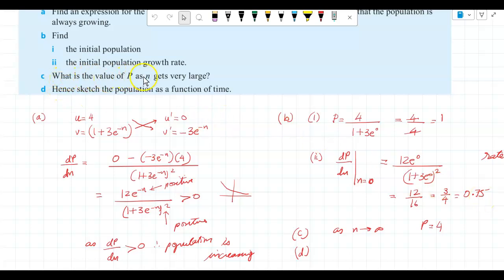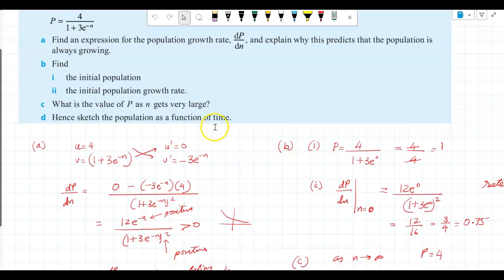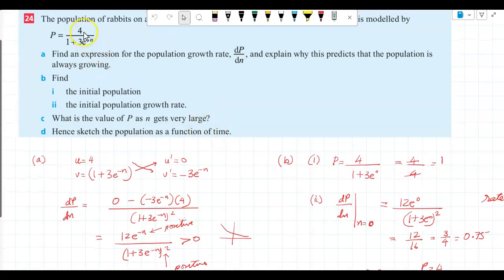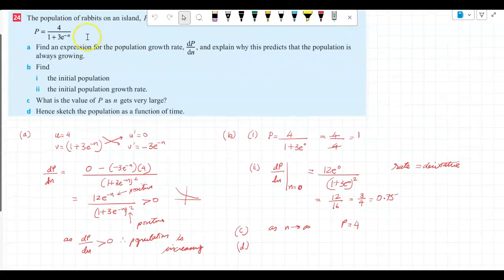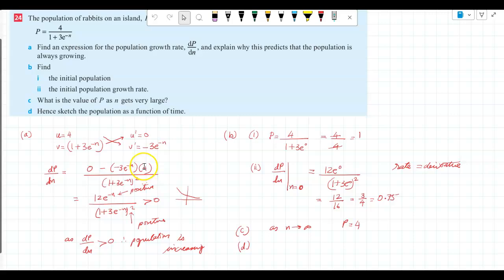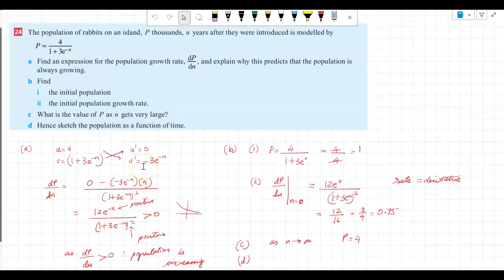What is the value of P as your n goes to infinity? The limit that it approaches. Correct. It will approach 4. You remember that's the limiting population. This is the logistic growth model. Yes. Correct? And then sketch it. So to use your calculator, just sketch. And then 4 is the horizontal asymptote, the numerator. Population 4 is your horizontal asymptote. It will be an S-shaped curve like this, if you sketch it.